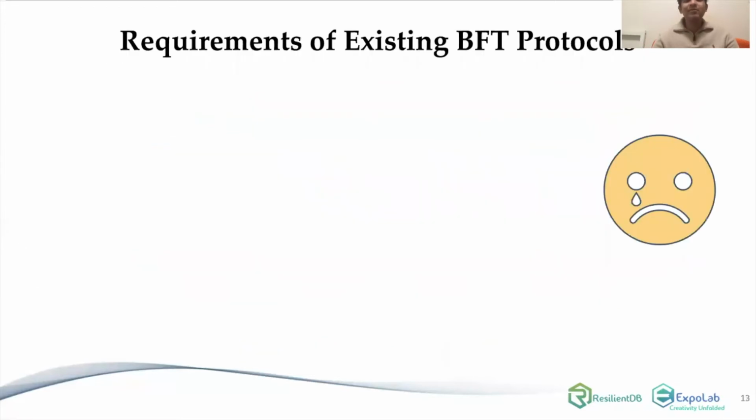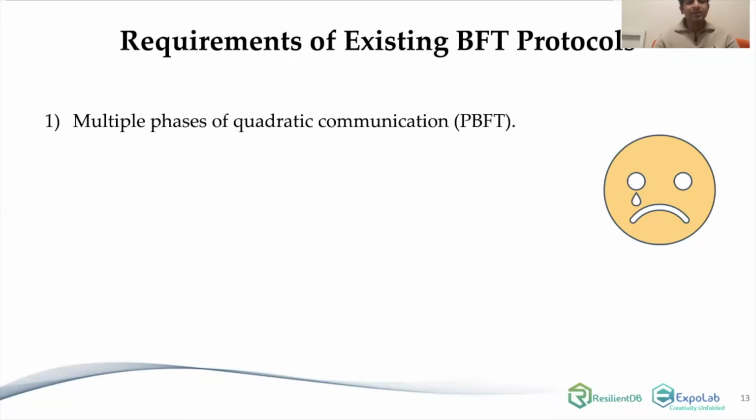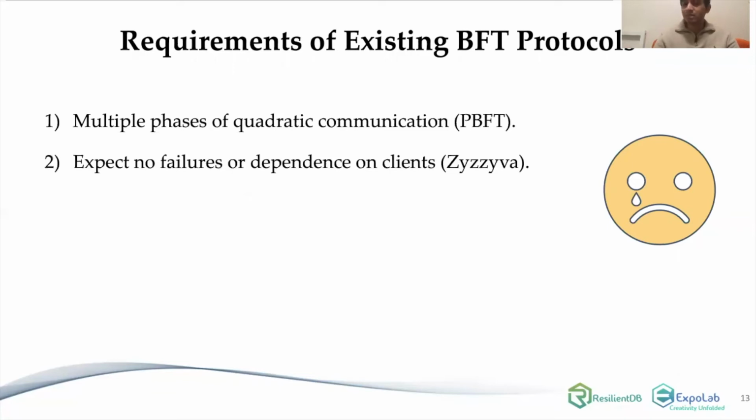To improve PBFT, there have been several existing BFT protocols, and all of these protocols require different types of assumptions. For example, we know about PBFT, which requires multiple phases of quadratic communication. There was another very interesting protocol, Zyzzyva, which expected no failures for the best case and also required dependence on clients. Then there was this interesting protocol, HotStuff, which did provide linear communication but had high client latencies.